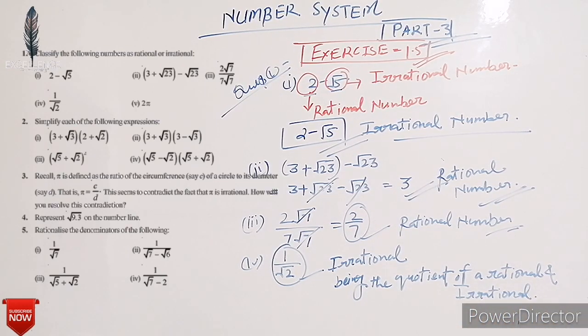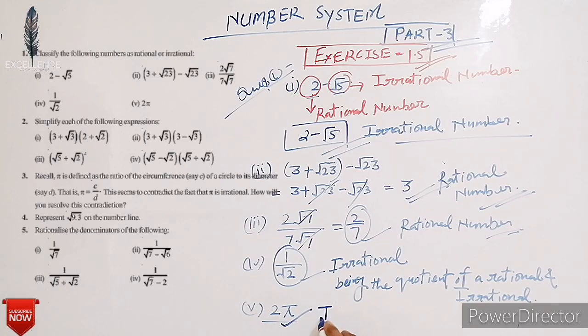Now fifth, 2 pi. 2 pi is an irrational number, being the product of a rational and an irrational. क्योंकि जो 2 है हमारा वो रेशनल नंबर है और पाई irrational नंबर है.